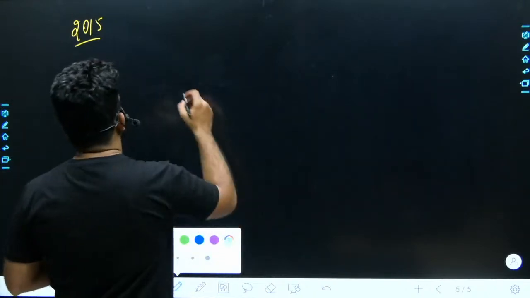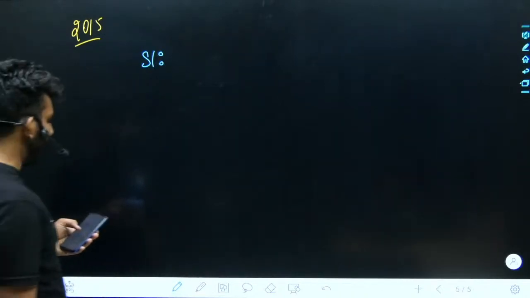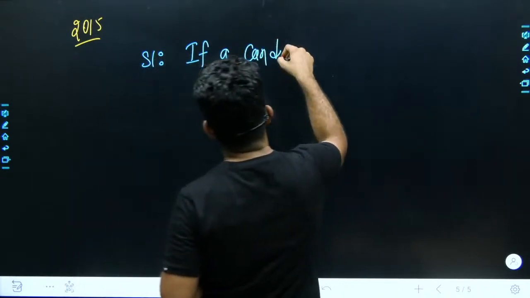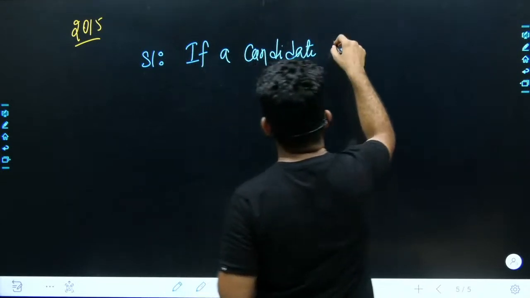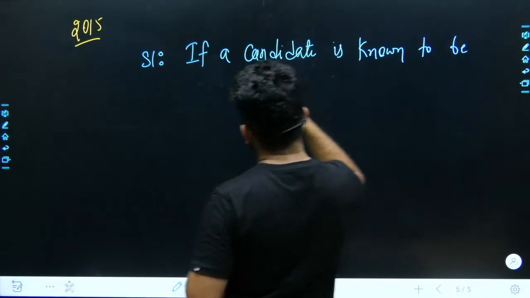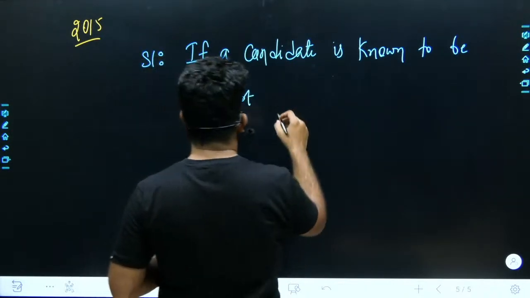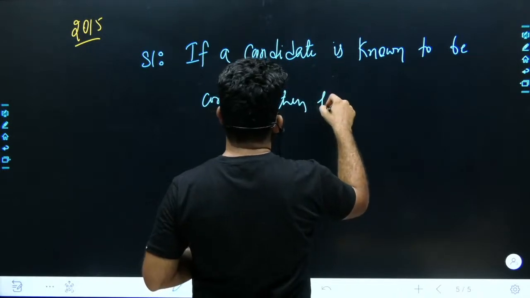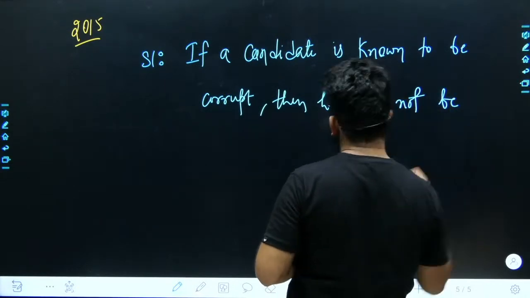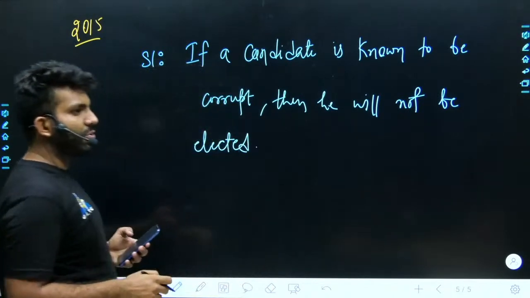S1 says: if a candidate is known to be corrupt, then he will not be elected.